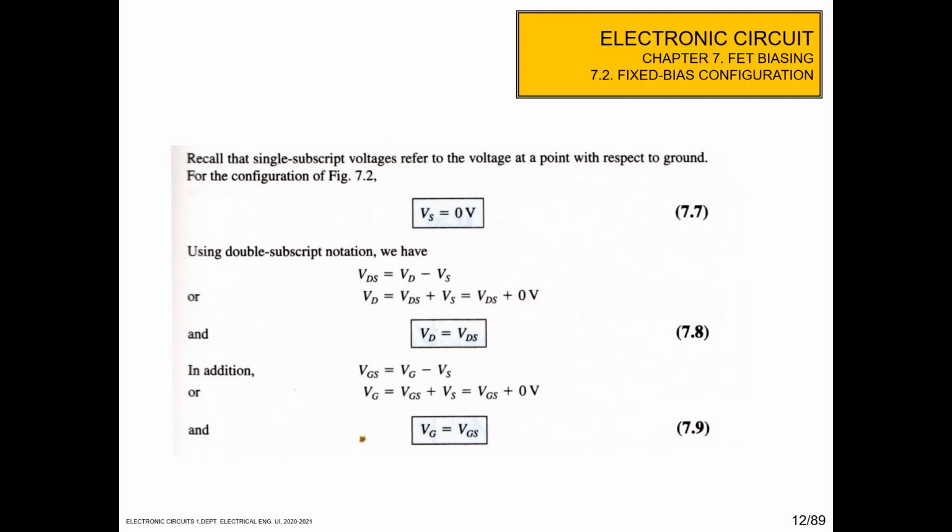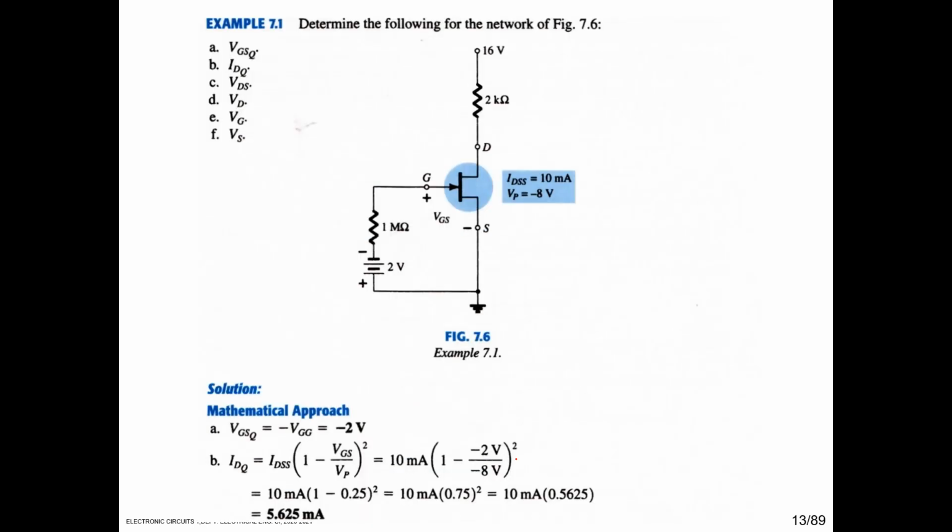So VD is equal to VDS. And also VG is VGS plus VS, or VGS plus 0. So VG is equal to VGS. Okay, this is for fixed bias. So this is the example.